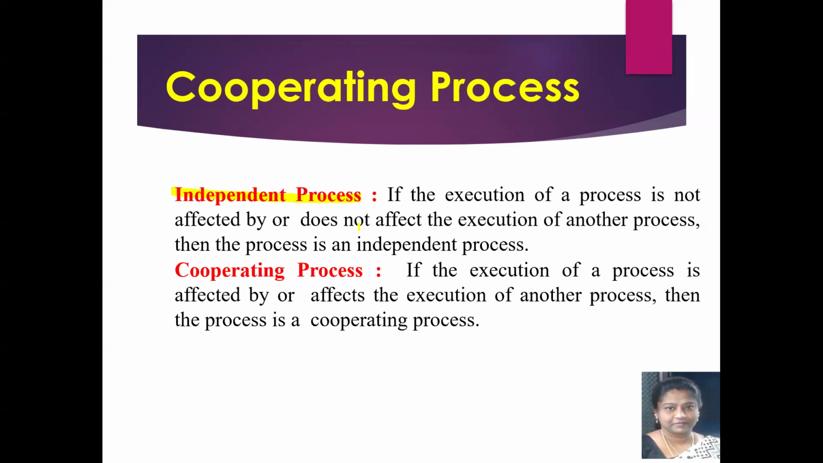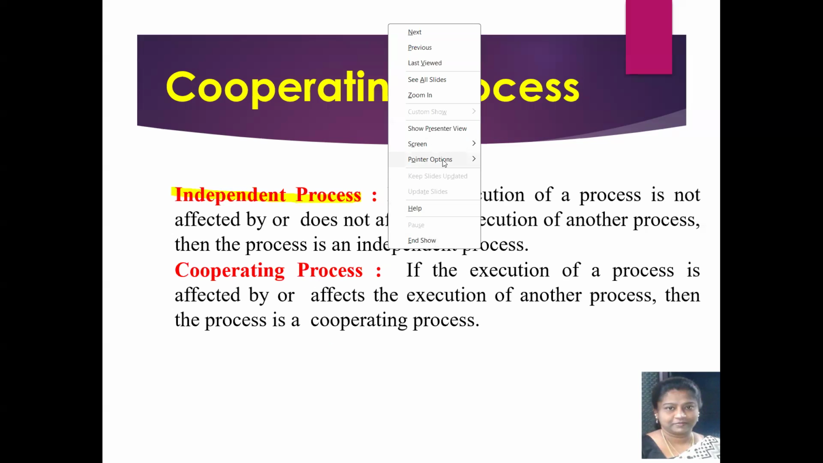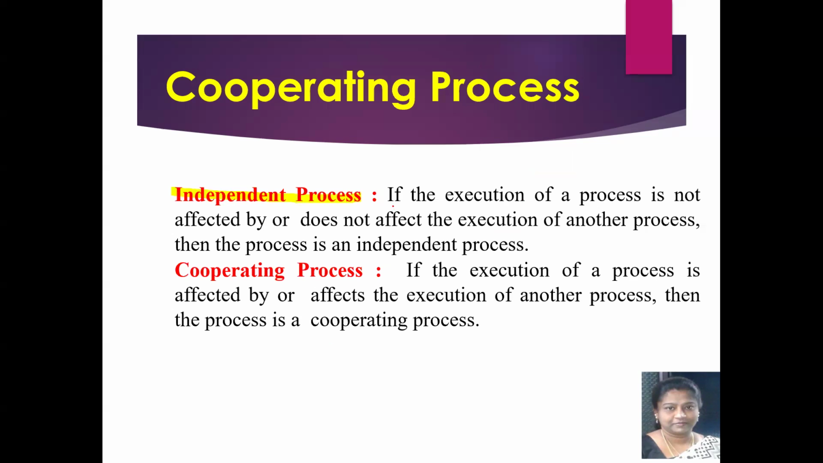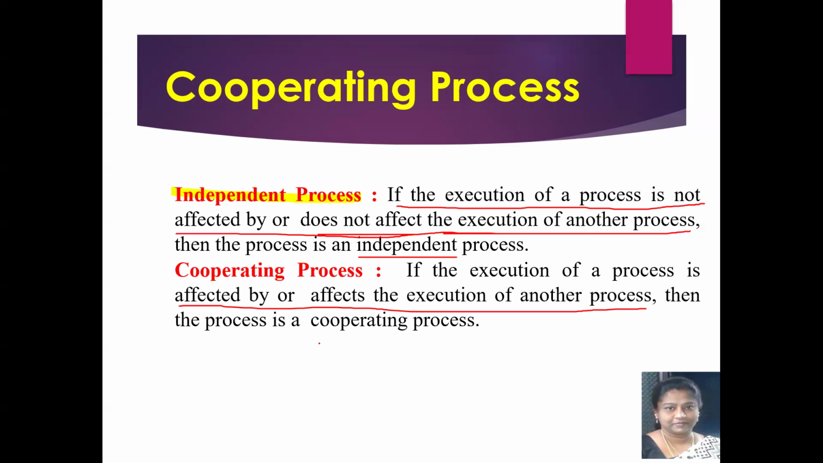Therefore, from that, now I define what an independent process is. If the execution of a process is not affected by, or does not affect, the execution of another process, then I call the process an independent process. Suppose the execution of a process affects, or gets affected by, the execution of another process, then I will call the process a cooperating process.